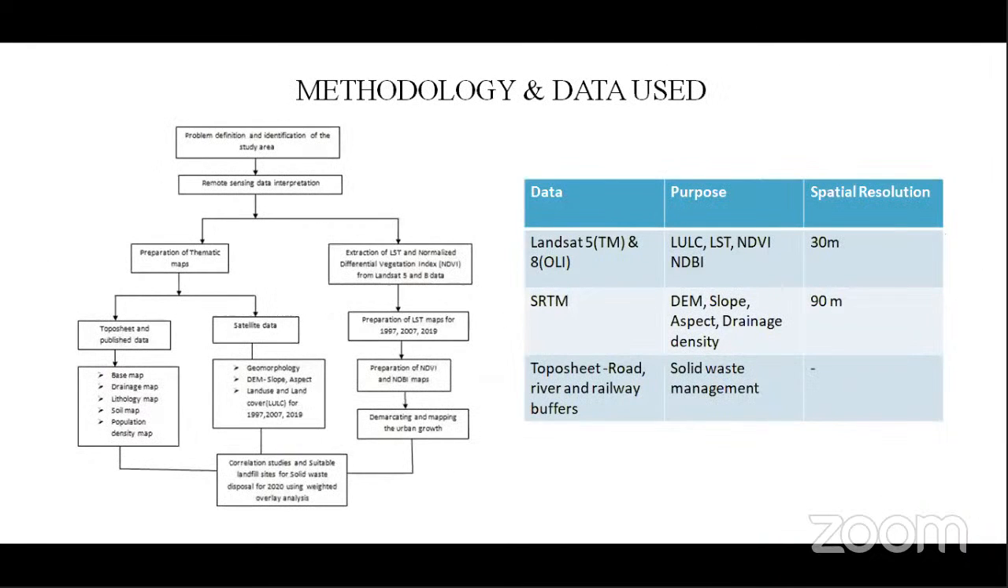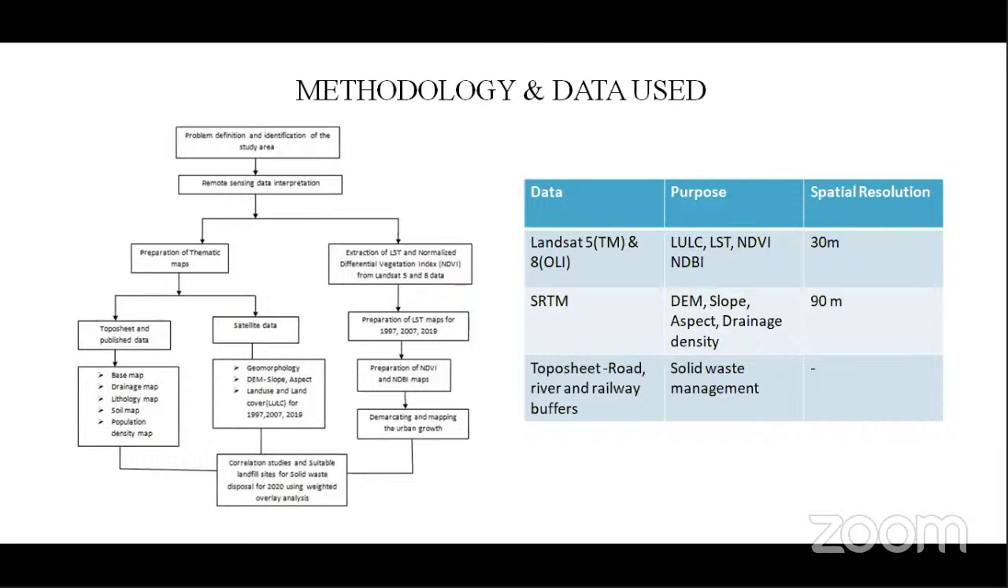This is our methodology. We have identified the problem of the study area, and by using remote sensing data, maps were created using QGIS. By using topo sheet and published data, we have created the mentioned maps, and by using satellite data, LULC maps and others are created. Then we have extracted LST, NDVI and NDWI maps for the years 1997, 2007, and 2019 as per the availability of data. Then we demarcated the urban growth. According to that, the best landfill sites for solid waste management have been identified by using weighted overlay analysis at the end. This is the data with its purpose and its spatial resolution.